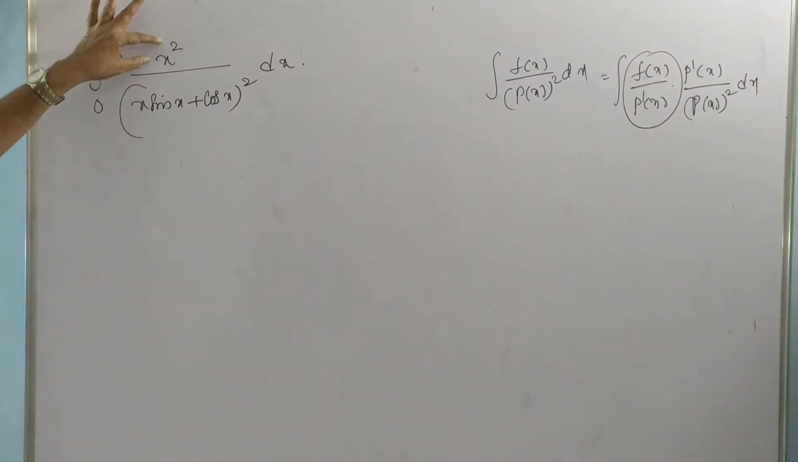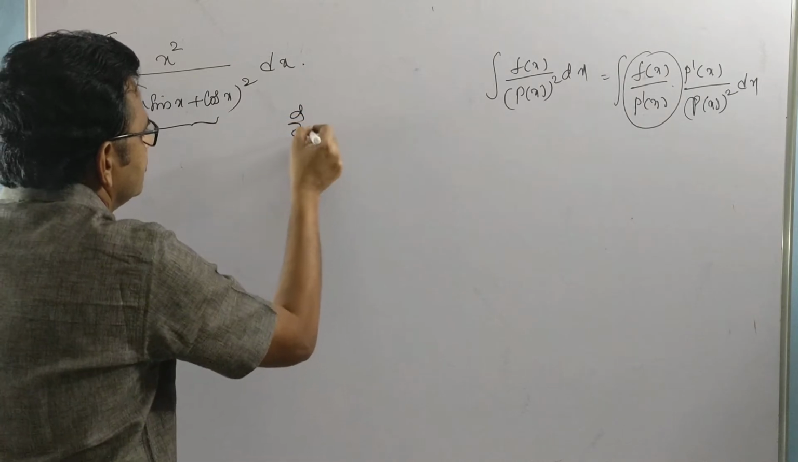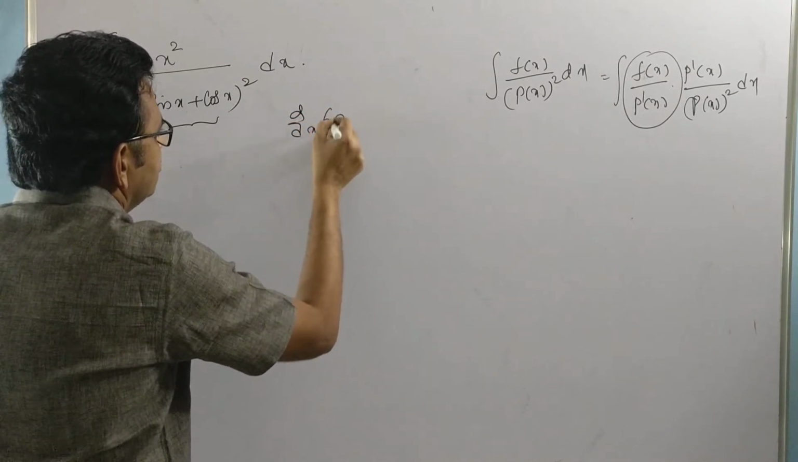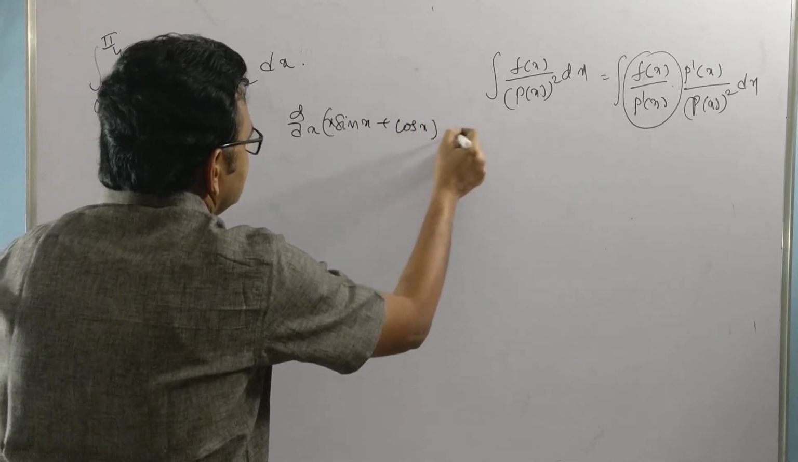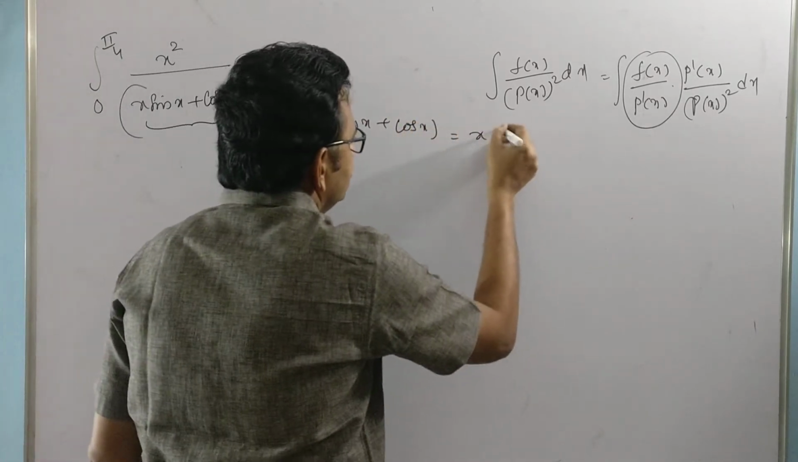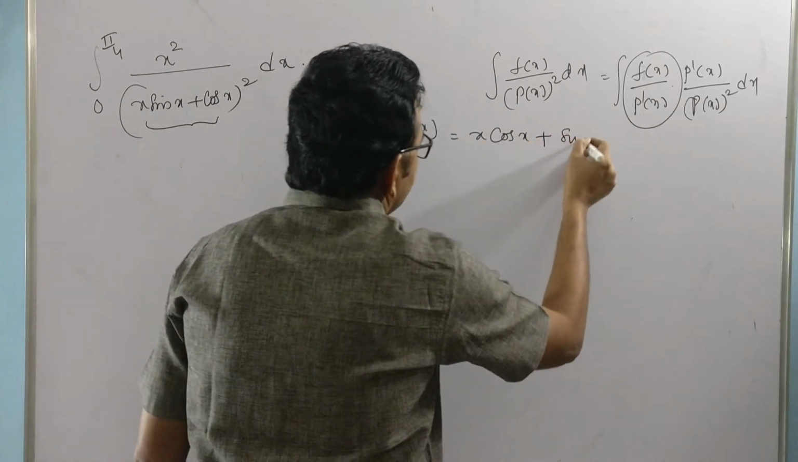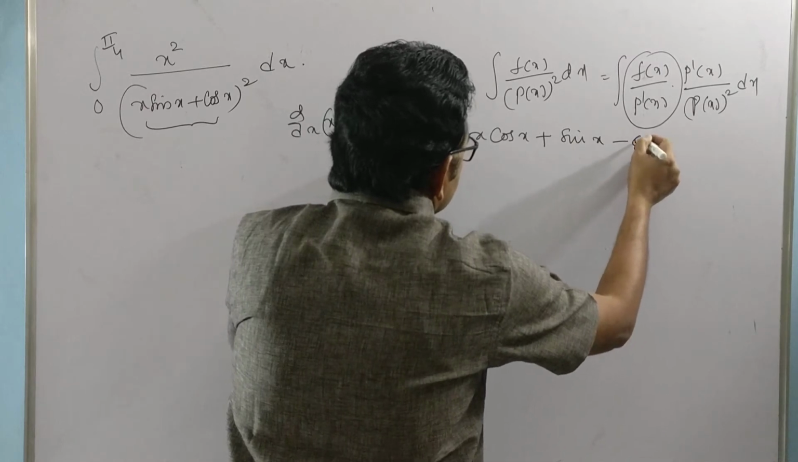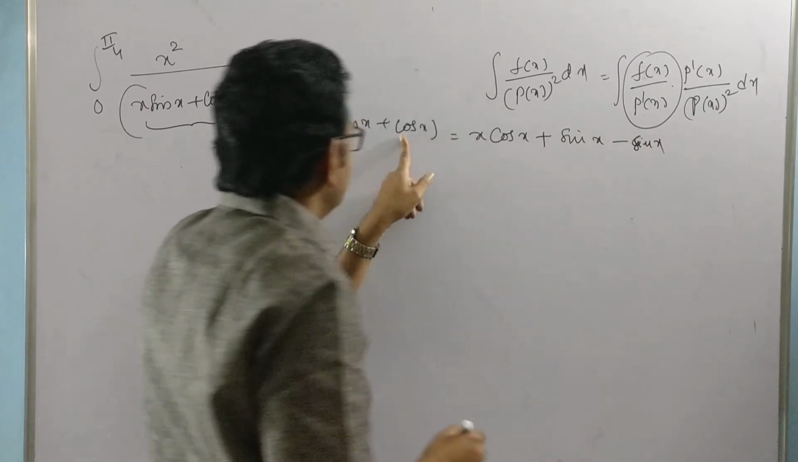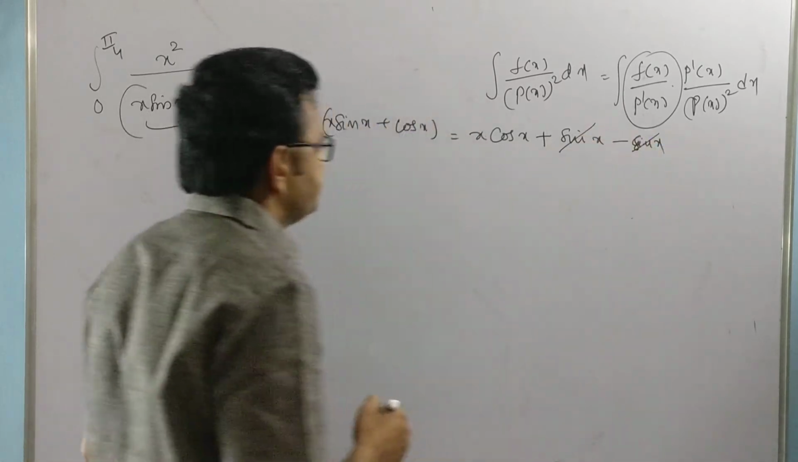Now this is f of x by p of x whole square. So okay, now the derivative of this is what? Derivative of this, x sin x plus cos x, is equal to x into cos x, UV form, plus sin x into derivative of x, which is 1, minus derivative of cos x, which is minus sin x. So these two get cancelled.